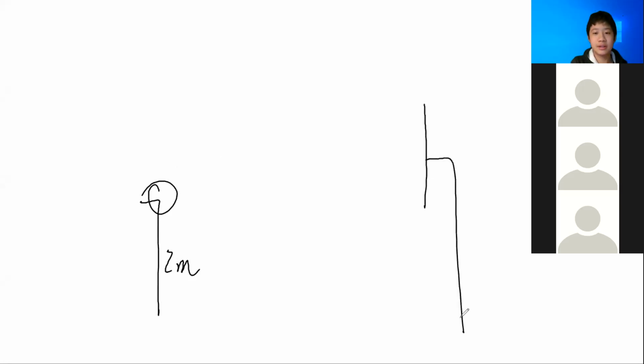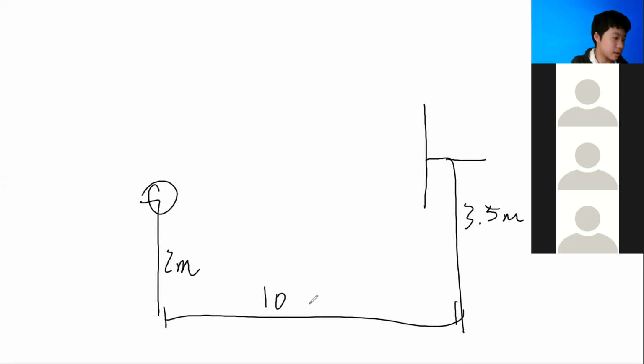So LeBron James problem here. It's always good to draw out a diagram. So he's shooting from a height of 2 meters. The basketball's coming from here. And the backboard, like this, is 3.5 meters tall. And then it's 10 meters away horizontally. And when it hits the backboard, it's moving perfectly horizontally.